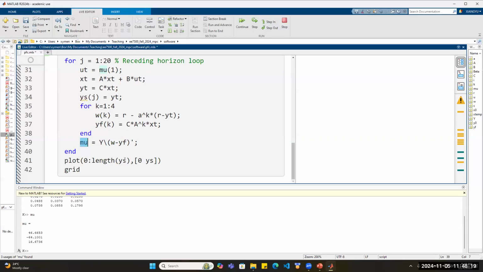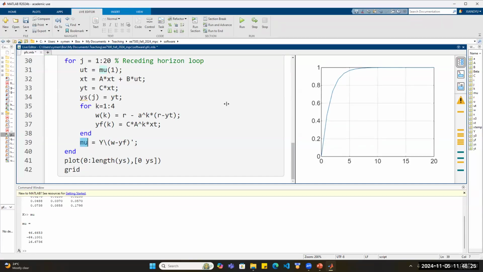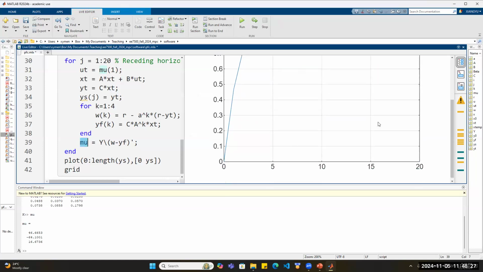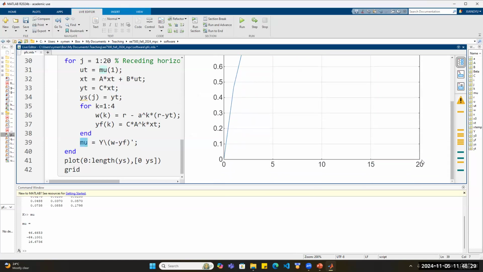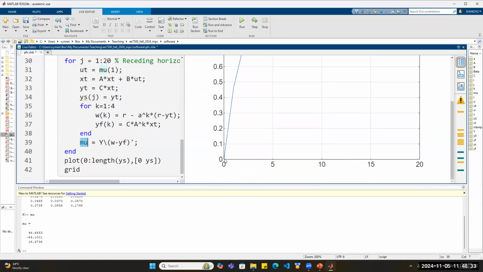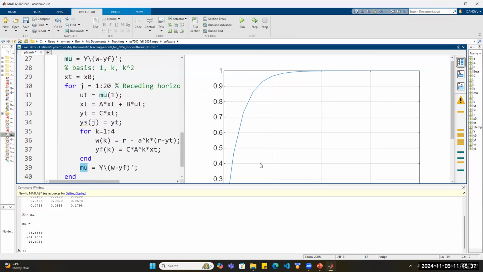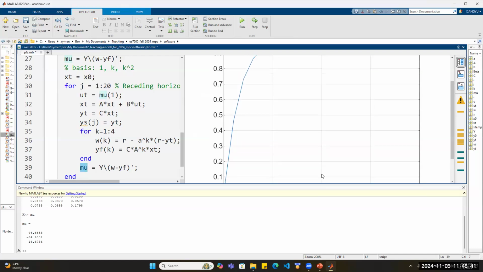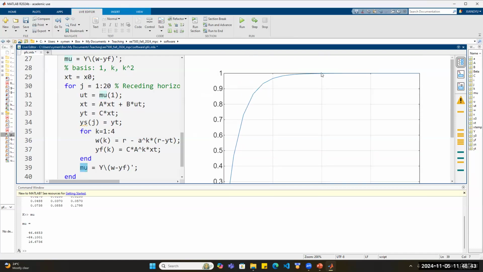Then we can plot the output. Okay, you can see from here. Let's repeat this whole process for 20 time steps. Initially we plot this Y, initially this Y0. Roughly about 10 time steps, it reaches the set point.